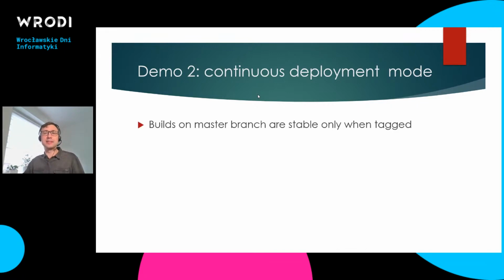And what makes this mode different from the mainline is that not all builds on master are stable. That means if you just pick a random commit on master and run a build for it, it will not be stable. In this configuration, by default, the builds from master will have the CI suffix. To make it stable, you need to tag them.